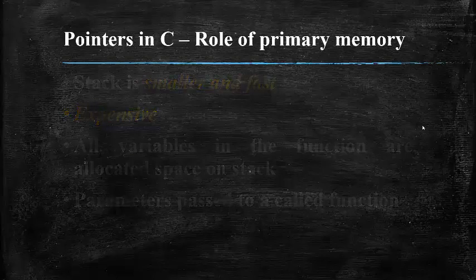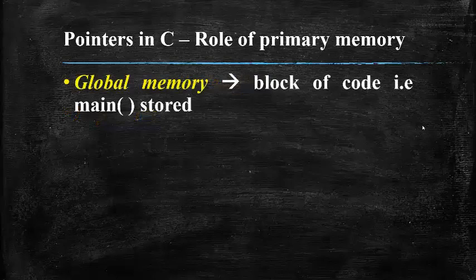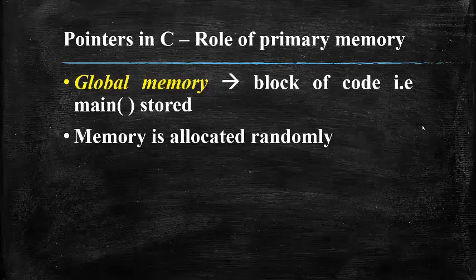So when we speak about the global memory, the actual block of code that is getting executed will be stored inside the global memory. So for example, your main function that has been the heart of your program will be stored inside the global memory. So whatever may be the global declarations that you have done before the main, all will be stored inside the global memory. So this particular global memory will be allocated randomly.